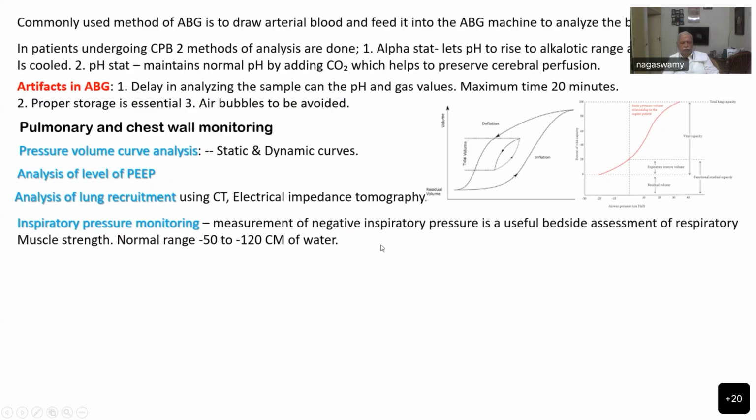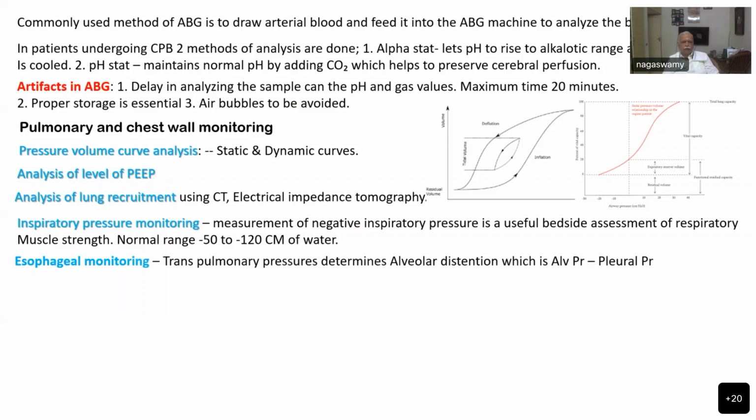of negative pressure, then his inspiratory efforts are quite sufficient, because inspiration is an active process and expiration is a passive process. So whenever you want to wean a patient from controlled ventilation mode to spontaneous, you have to look at the inspiratory pressure monitoring.